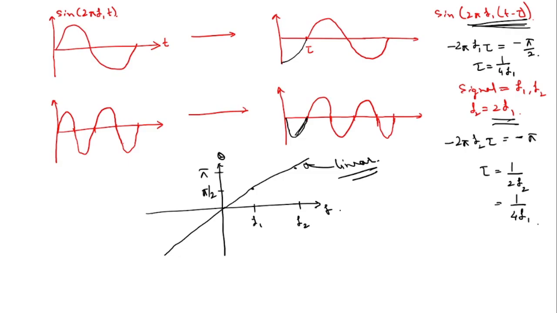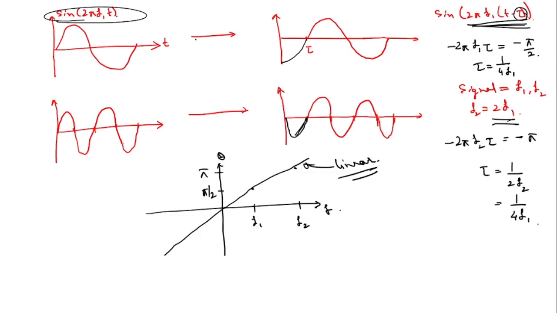Now here, let us take an example: sine of 2 pi f1 t. Okay, we have sine of 2 pi f1 t. Now, if I delay this signal by tau time, where tau is a time delay factor, my original signal becomes sine of 2 pi f1 (t minus tau).